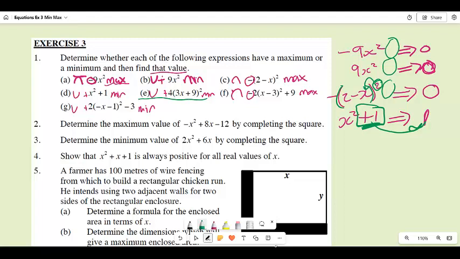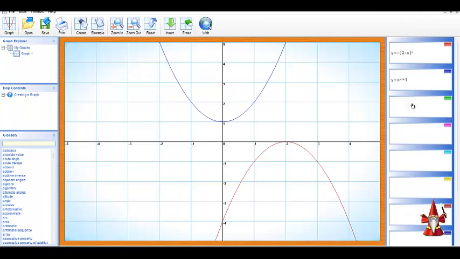E has a 4 multiplied outside, then we have 3x plus 9, close bracket squared. Now, if I had to predict this one, I would say that my turning point, because there's nothing after the square, I would say my turning point is at 0. But let's input this. y equals 4 bracket 3x plus 9 close bracket squared.